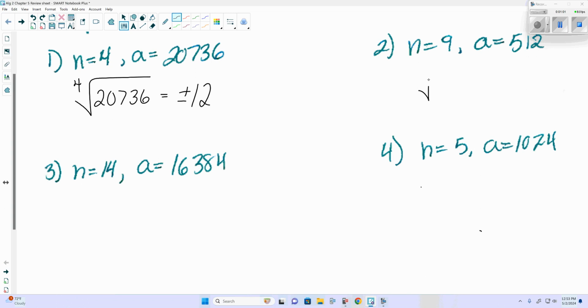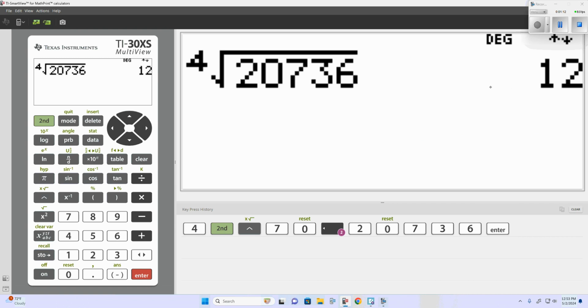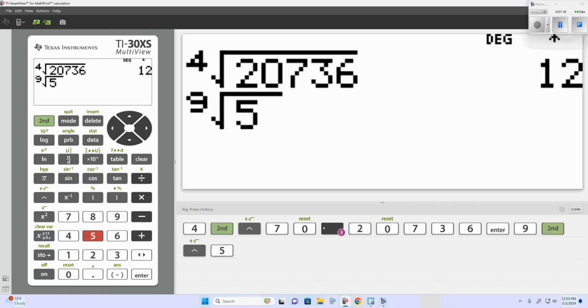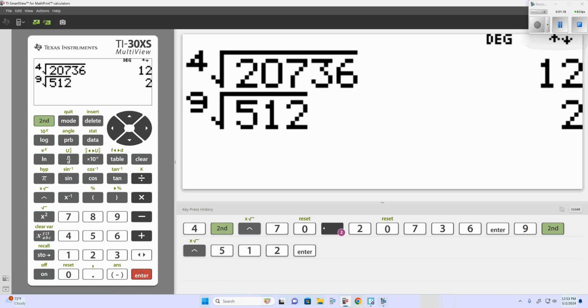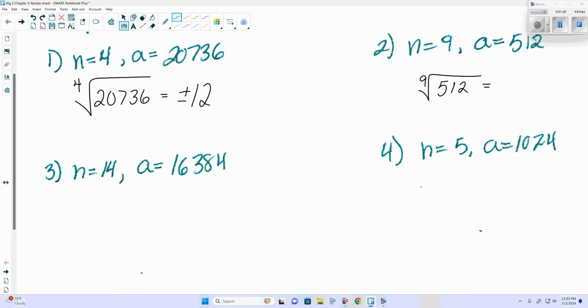Number 2 would not have plus or minus because we're taking the ninth root, an odd root of 512. So we're taking the ninth root of 512. So on the calculator we can do 9, second, here, 512, and we get 2.